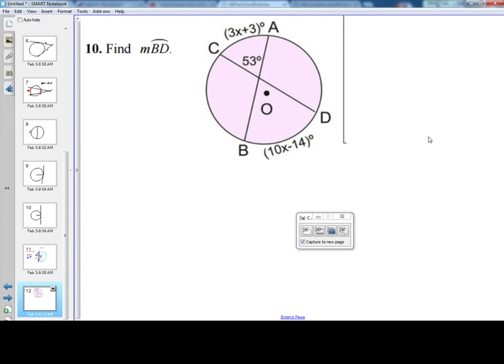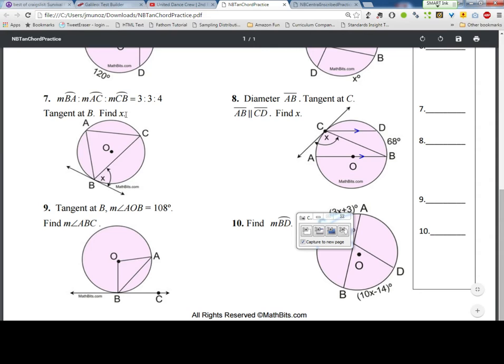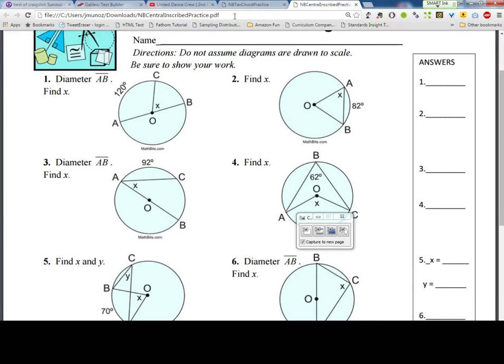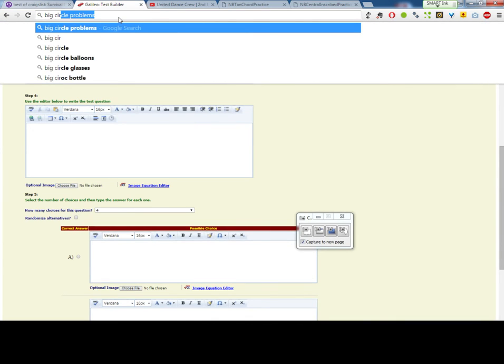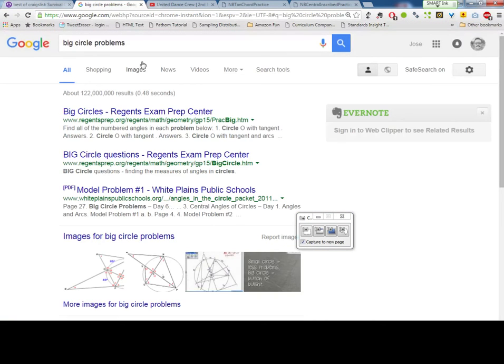And wait till you do big circle. Did I show you guys big circle yet? No. Is that like Big Bird? Right now you're starting with the baby steps. The next thing we'll do is going to be called the big circle. Let me see if I can show you what a big circle looks like. They're called big circle problems.